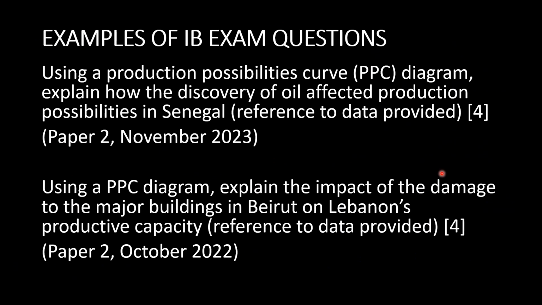Okay, and then I've just put on the end a couple of examples of past IB exam questions. So one from paper 2, November 23, and paper 2, October 22. So you might get a question like this in an exam using a production possibilities curve. Explain how the discovery of oil affected production possibilities in Senegal, and you're given obviously a list of different texts and data, so you'd refer to that. Or using a PPC diagram, explain the impact of the damage to the major buildings in Beirut on Lebanon's productive capacity. So these are types of exam questions you might see.